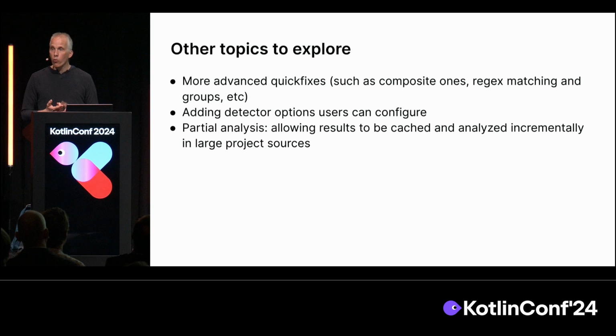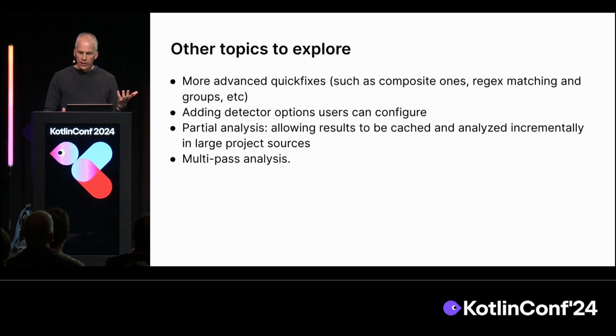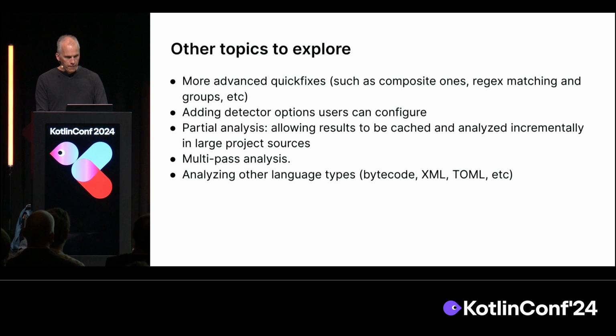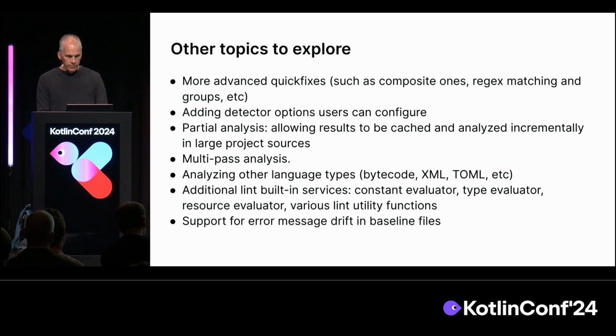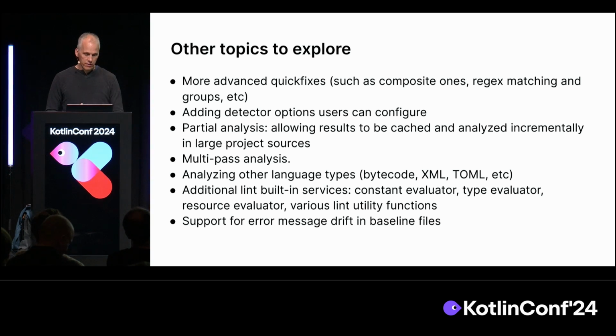Partial analysis is an important and big topic for scalability. Normally, your detector looks at the source code once, but there are ways to request doing multi-pass analysis. As mentioned earlier, you can easily analyze other types of files as well. And we talked briefly about the data flow analyzer, and there are many other helpers as well to make it easier to write more powerful Lint checks. Does class A extend class B, for example? And there's special support to let you change your error messages in your check without invalidating baseline files.